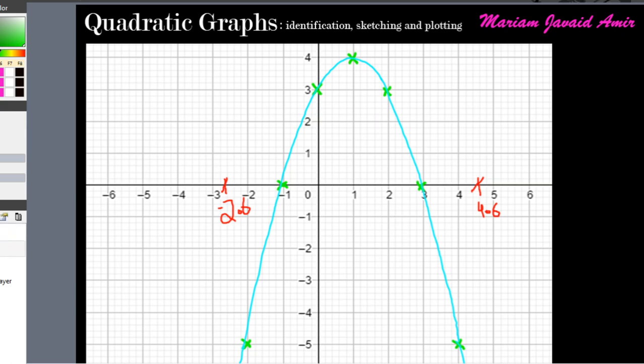The line of symmetry will be this line. So the equation of this line is x equals 1. x equals 1 is the equation of the line of symmetry.